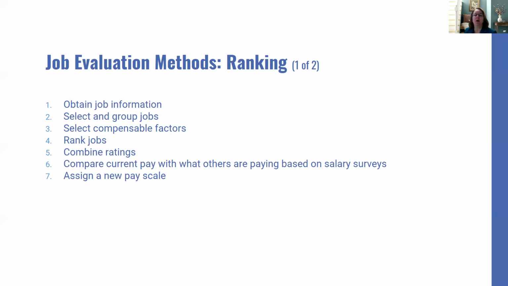So the simplest job evaluation method ranks each job relative to all other jobs, usually based on factors like job difficulty. And so you would obtain job information, select and group jobs, select compensable factors, rank jobs, combine ratings, compare current pay with what others are paying based on salary surveys, and assign a new pay scale.